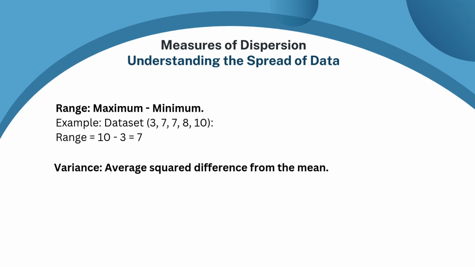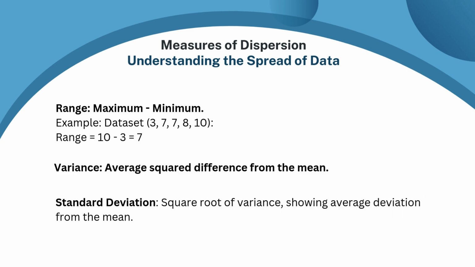Variance. This tells us how far each value in the dataset is from the mean on average. It's calculated by taking the squared differences from the mean and averaging them. Standard deviation, a more intuitive measure derived from the variance. It shows on average how much the values deviate from the mean. A smaller standard deviation means the data points are closer together, while a larger one indicates they're more spread out. Understanding dispersion is critical when interpreting study results because it helps us gauge how consistent or variable the data is.